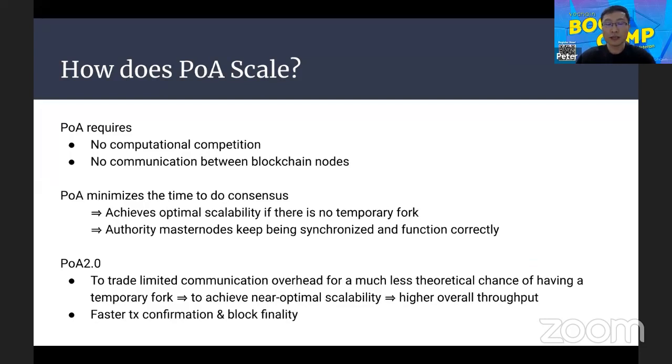Now I want to talk a little bit about PoA 2.0. In the past year, Max and I have been working very hard to try to improve PoA. Our goal is to make PoA achieve near optimal scalability most of the time, even in a more hostile and unstable environment. The basic idea is to trade limited communication overhead for a much lower theoretical chance of having a temporary fork. So overall, we will have a higher throughput. The outcome of our joint research is PoA 2.0. From a user's point of view, PoA 2.0 can bring us faster transaction confirmation and block finality.